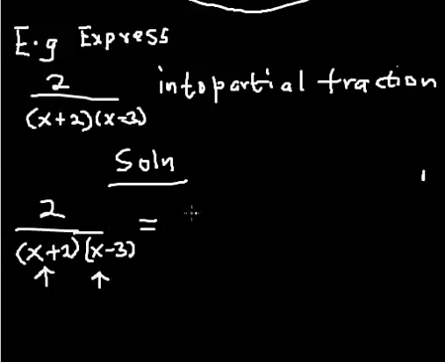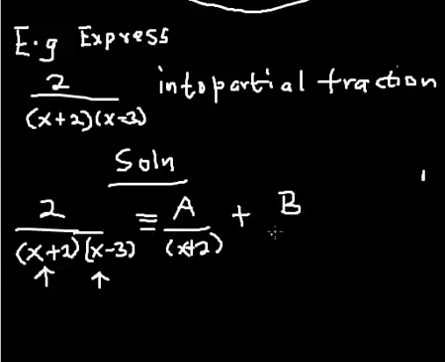The idea is to find the numerator of the fraction whose denominator is x plus 2, and that of x minus 3. Since I don't know what they are, I use A. So I say this fraction is equivalent to A over x plus 2, plus another numerator which I don't know, I'll call it B, over x minus 3. Once I can find these numerators, I have actually solved this partial fraction.